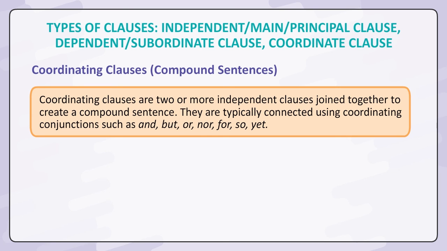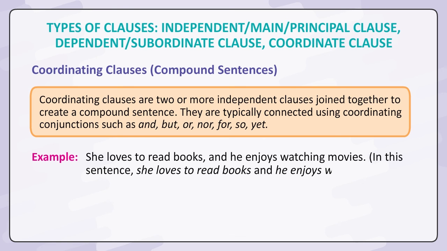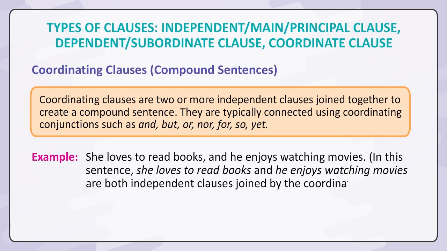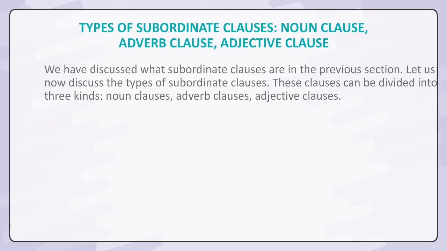They are typically connected using coordinating conjunctions such as and, but, or, nor, for, so, yet. Example: She loves to read books and he enjoys watching movies. In this sentence, she loves to read books and he enjoys watching movies are both independent clauses joined by the coordinating conjunction and.